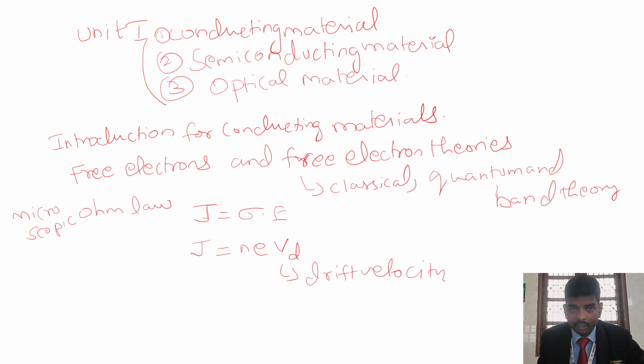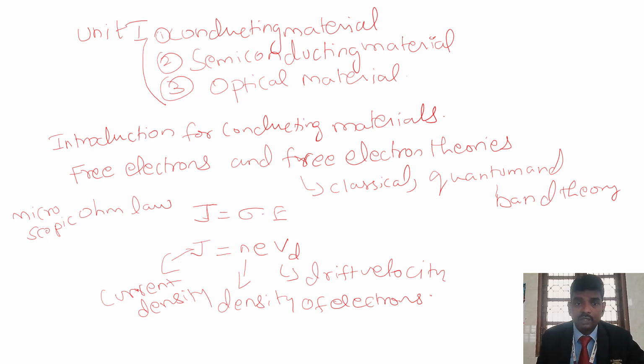And N is density of electrons, not number of electrons. Number of electrons per unit volume, or we can say density of electrons. And this J is current density. So they may even ask, what is the relation between current density and drift velocity? Simply they can make it a fill in the blanks. You need to write J equal to NeVd.